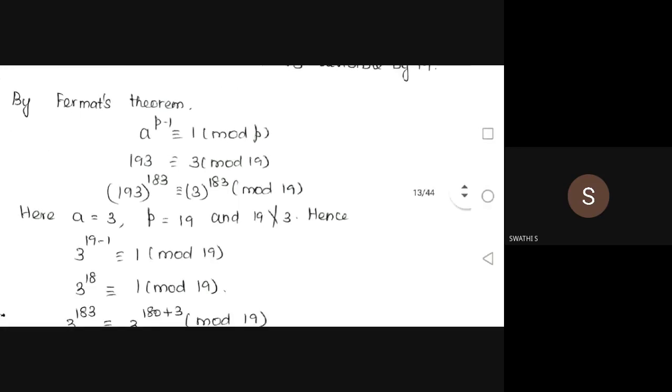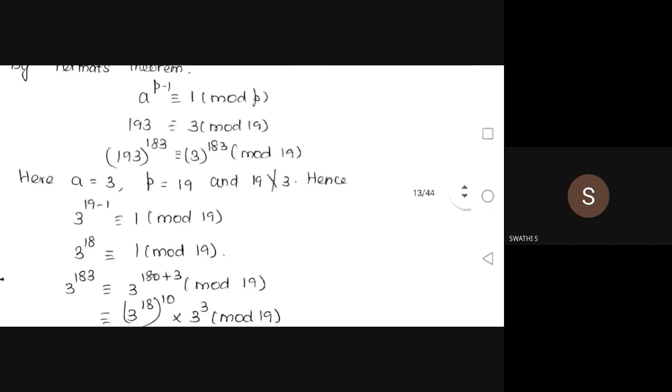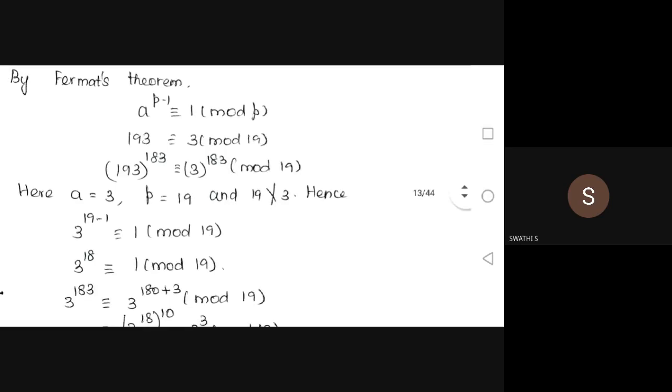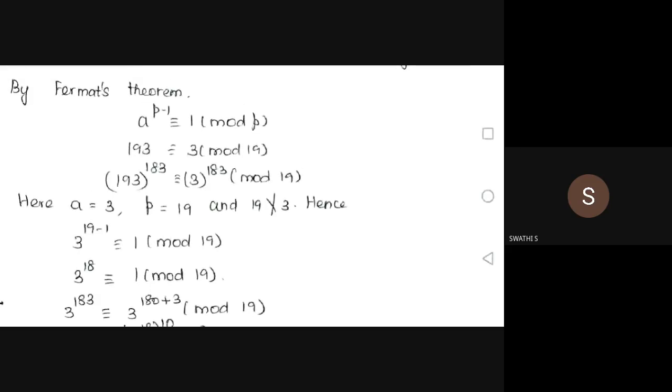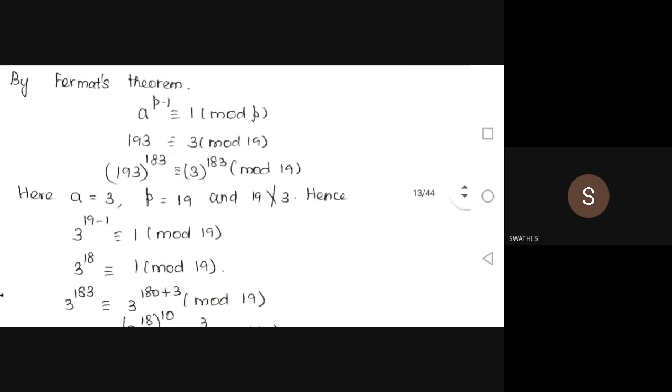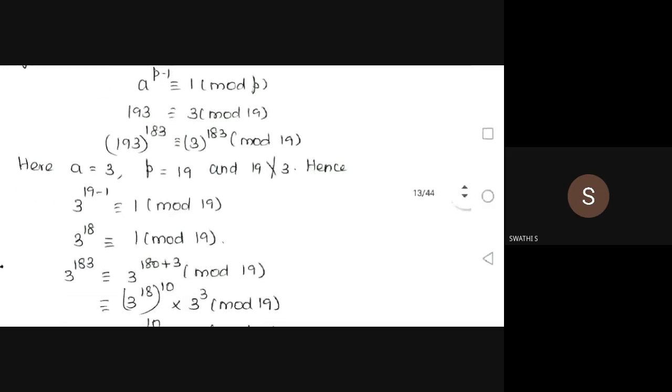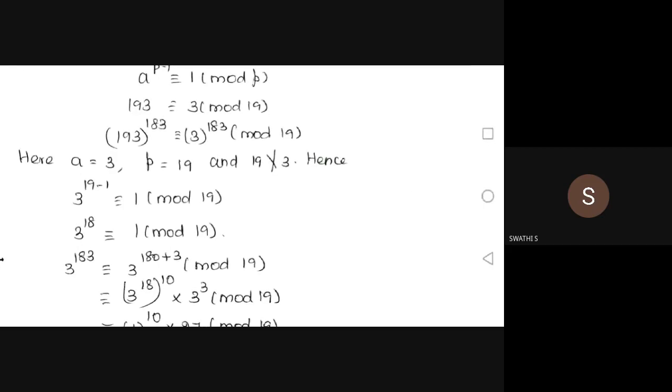So now taking 3 power 183, it can be written as 3 power, and 183 can be written as 180 plus 3. So 3 power 180 times 3 cube. So 3 cube means 27. And 3 power 180 can be written as 3 power 18 to the power 10, since 18 tens are 180.